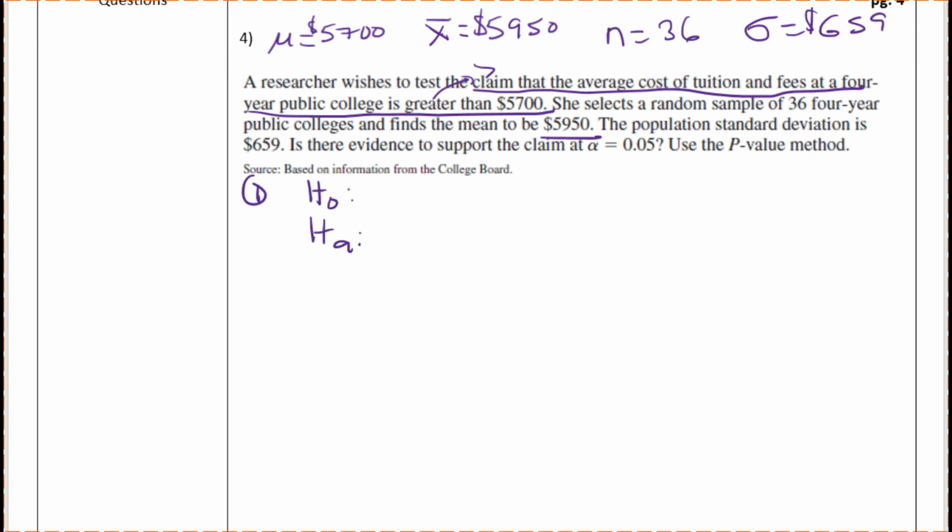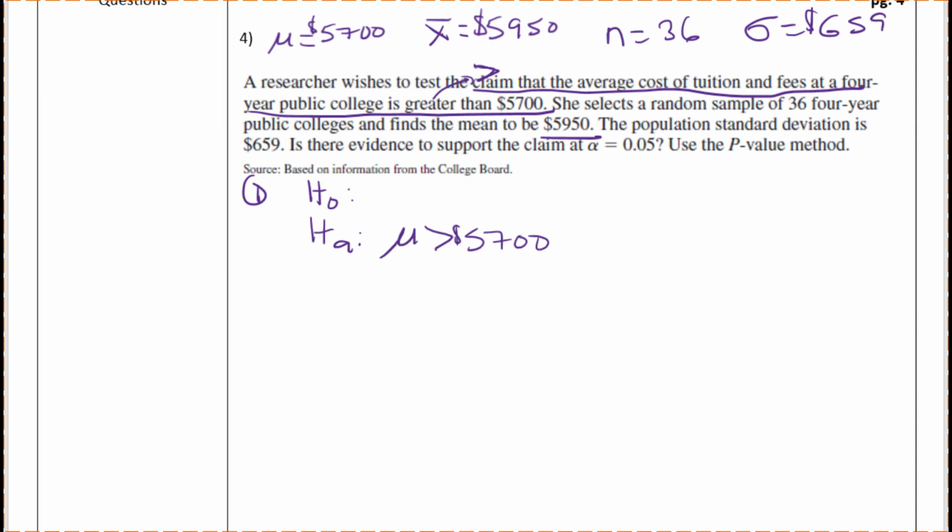Okay, so the claim is that it's greater than 5,700. If it's greater than, that means it's an inequality, right? So that means it's going to belong to the alternative. Remember that the alternative is a statement of inequality. The null hypothesis is a statement of equality. So we have here mu is greater than $5,700.